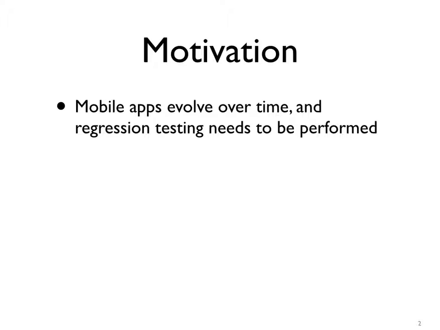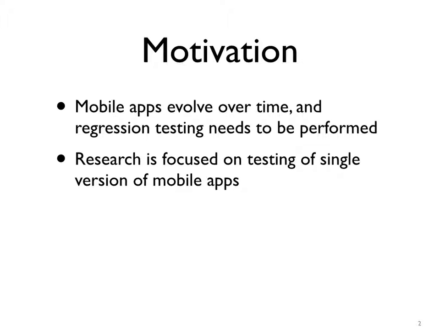Nowadays, mobile devices have become ubiquitous, and a great deal of research has been performed to improve the reliability of mobile apps on mobile platforms. Mobile apps are evolving over time, for example, to cope with new requirements or to fix bugs. And regression testing needs to be performed on the new versions of the mobile apps to ensure that changes are correct and do not adversely affect other features of the mobile apps. However, the majority of the research is focused on testing of a single version of the mobile apps.